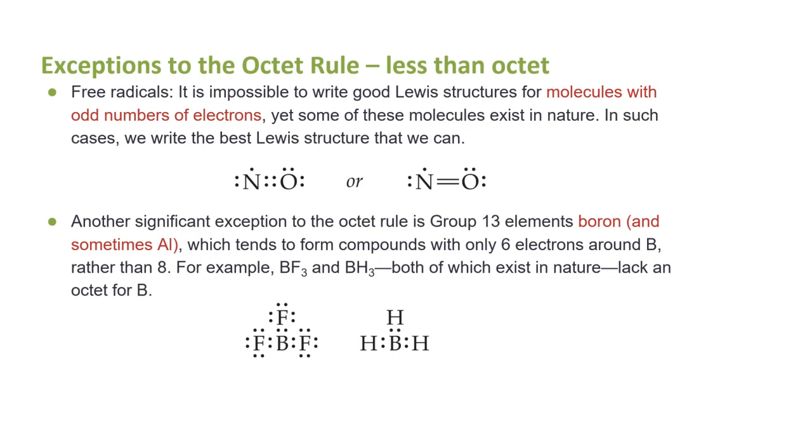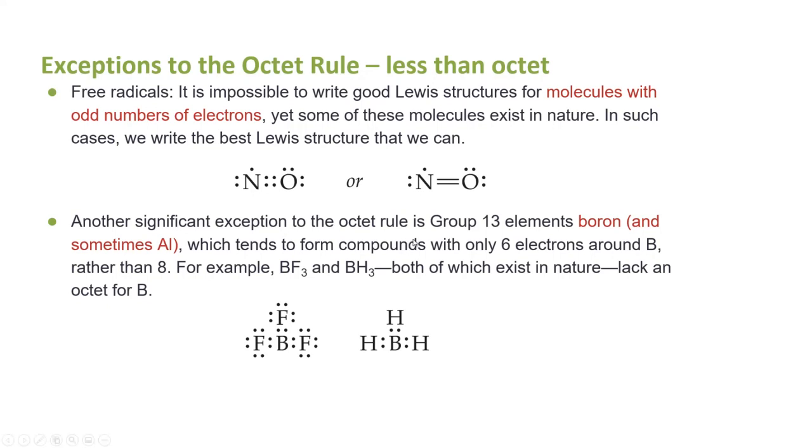So the first kind is something called free radicals. Sometimes the structure that we have, which is a real-life thing, a molecule that exists, has an odd number of electrons. No matter how much you move things around, you cannot write a good Lewis structure for an odd number of electrons. The fact that they exist and they're stable means that we do the best Lewis structure we can, and we're trying to understand what they really are. We won't see many of those in our class.